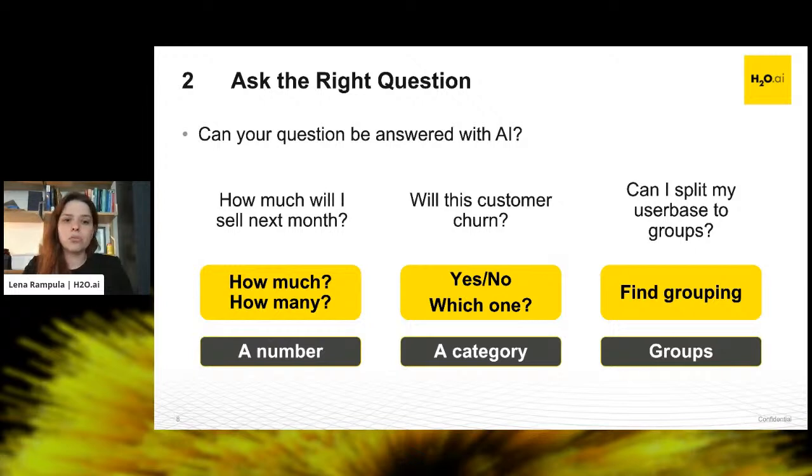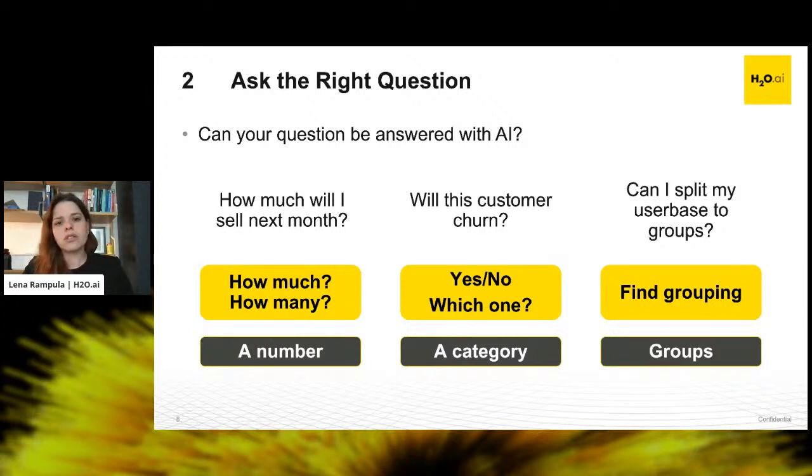So, for example, will the customer churn? This is a yes/no question, and we want to predict one of the outcomes, either yes churn or no churn. Or it can be whether a customer will click on an ad on a website, or which product the customer will buy next. So that would be one from a category.